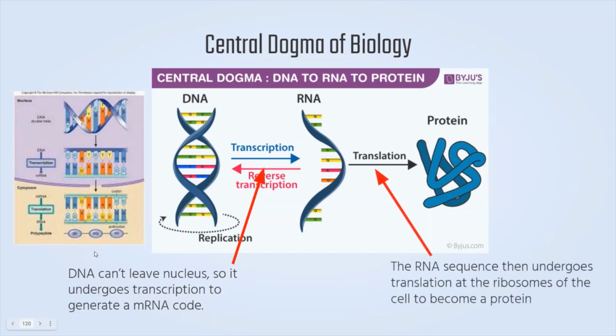The next step is translation, and the RNA sequence will undergo translation at the ribosomes of the cell to become a protein. So you can see in this first diagram, after the DNA is transcribed, it will leave into the ribosomes in the cytosol of the cell in order to code for proteins.